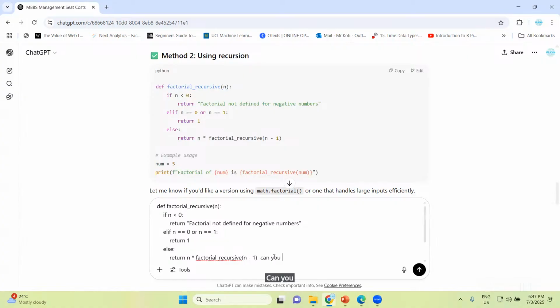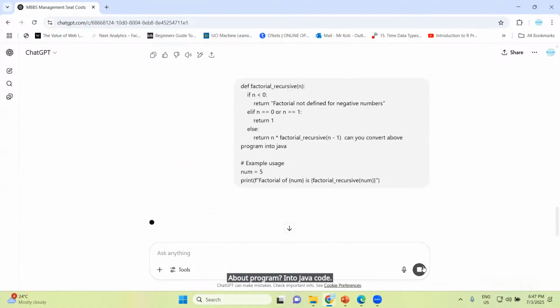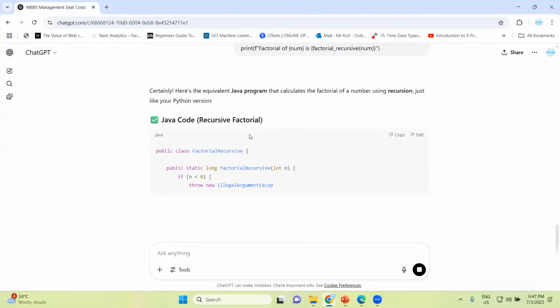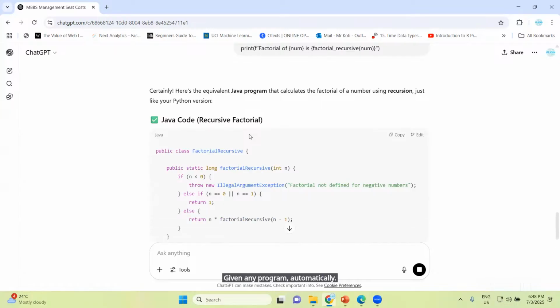Can you convert the above program into Java code? See, here is the equivalent Java program. Given any program, it will automatically convert. Even forget about this also.